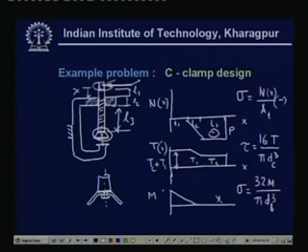So, there are different kinds of stress available here. Now, you have to use the failure criteria and get the correct value of dc, that is the root diameter of the thread. Now, there are a few failure criteria which you have.